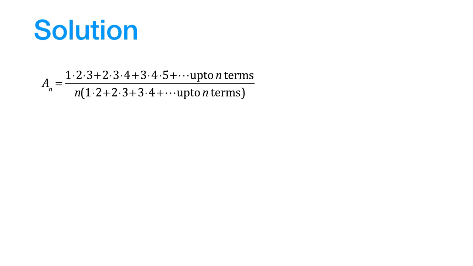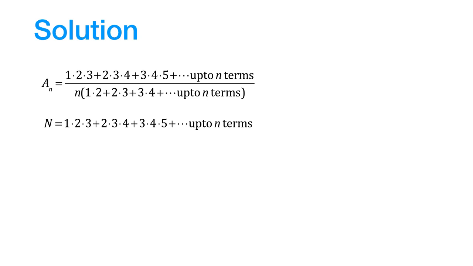Now notice that in the numerator of a_n we have a series containing n terms, and the denominator is also made up of a similar series up to n terms. So let us analyze the numerator and the denominator separately. So the numerator is this series.